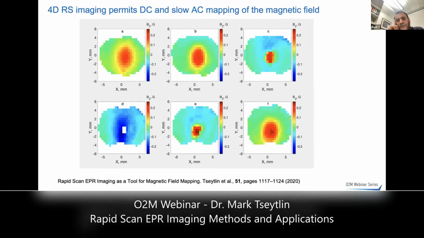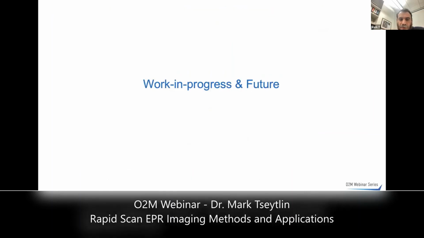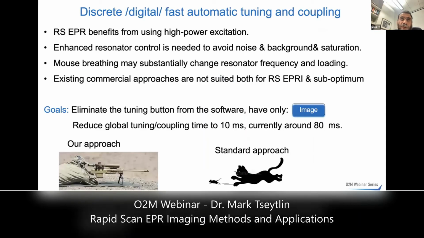What's also interesting with rapid scan is that you can not only image a DC magnetic field, you actually can image a slow AC magnetic field. Again, I think there are potential applications for that technology. Then I want to switch to some work in progress and future directions. As I mentioned, when you do rapid scan in spectroscopic imaging, you ideally need to go to higher powers. And as you go to higher powers, it becomes more and more difficult to tune your system because you have more reflection.